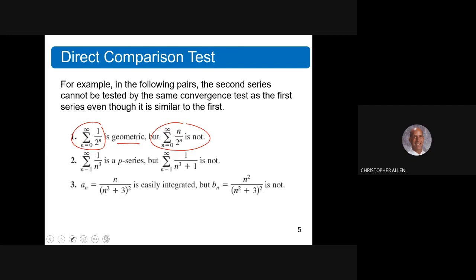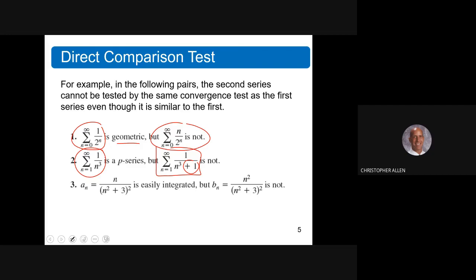Similarly, on number 2, if I gave you a series like this, you would say, oh, that's a p-series. No problem, I can do a p-series. That one's going to converge because p here is greater than 1, therefore it converges. However, look at this series here. Notice that it's very similar. The only difference is this +1. You cannot use the p-series test on this problem.